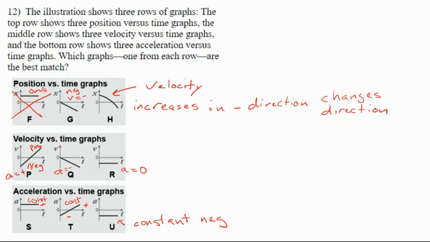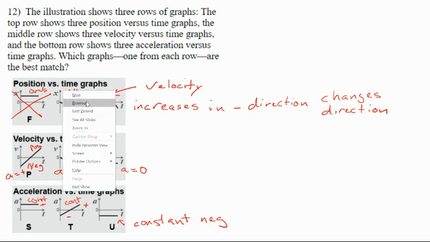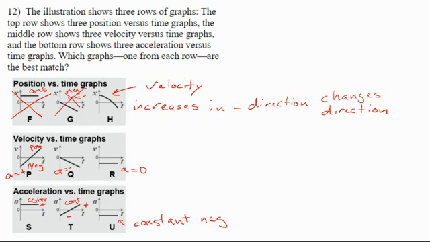G has a downward sloping line which corresponds with a negative velocity. A constant velocity corresponds with an acceleration of 0. Okay? But since there are no graphs with a 0 acceleration, G is ruled out. So because there's no change in velocity and there's no 0 acceleration, G's out. So H is the one. H is the one. So now we got to find something that matches H.